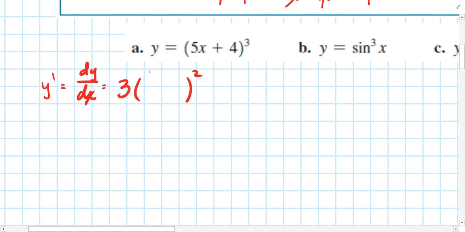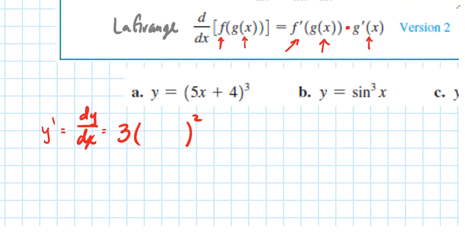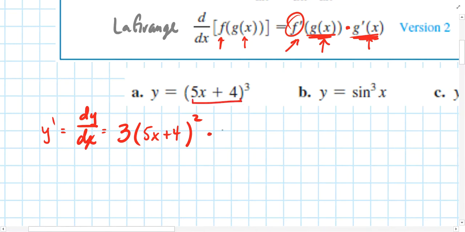I'm not writing anything just yet because I don't want to write x here. We're not talking about the derivative with respect to x yet. We're finding the derivative with respect to that inner function. So 3 comes down to the front, reduces by 1 to make 2. So 3 times something squared. The instructions did say to leave that inner function alone, so I'm going to write 5x plus 4 on the inside. Now, immediately after taking the derivative of the outside with respect to the inner function, we turn around and multiply by the derivative of the inner function. So now I need to multiply by the derivative of this guy on the inside, which happens to be 5.